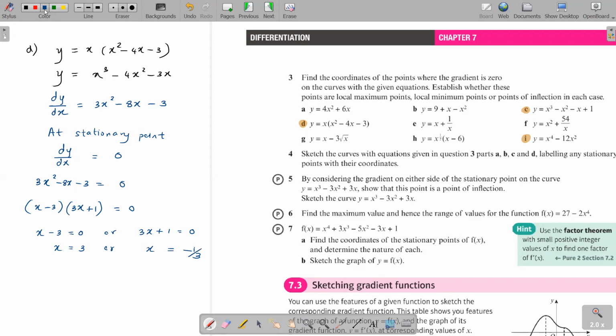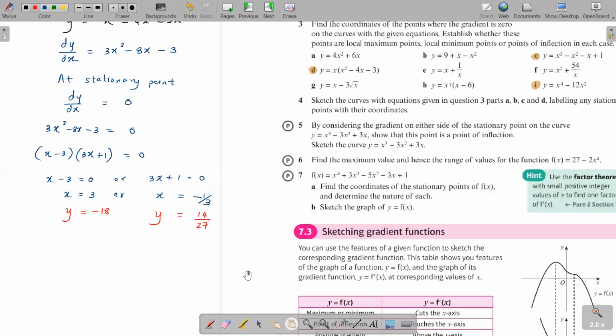Immediately I want you to get the y values also. What are the y values when x equals 3? Substitute x is 3 into this equation. When x is 3, y is minus 18. And when x is minus 1 over 3, y is 14 over 27. Can someone please verify these answers? I have to check it from the calculator. When x is 3, y is minus 18. When x is minus 1 over 3, y is 14 over 27. Is it okay? Yes.